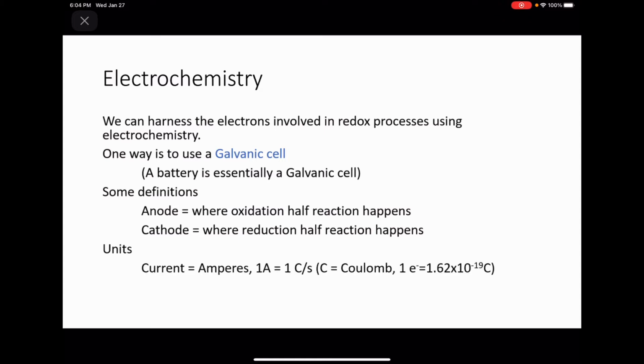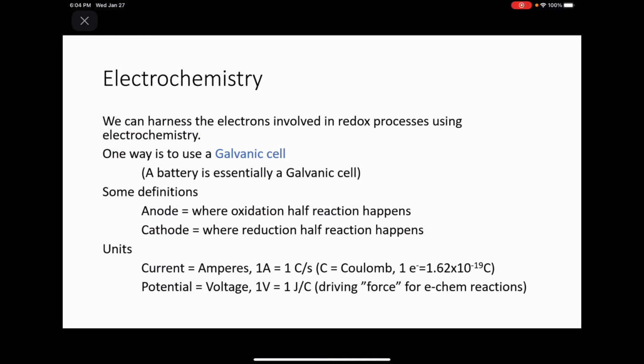And then the units, when we're talking about electrochemistry, if we're talking about current, flow of electrons, it's amperes, so 1 amp is 1 coulomb per second. Coulomb is a unit of charge. Basically, the electronic charge is about 1.62 times 10 to the minus 19 coulombs. And that's coulombs per second.